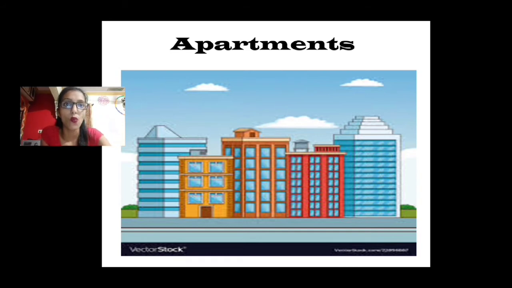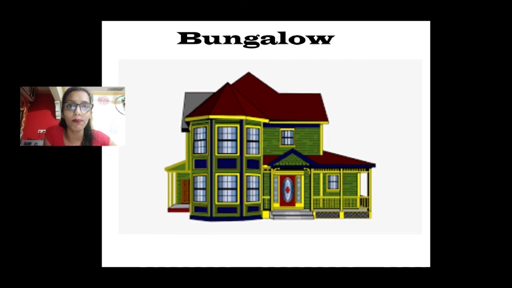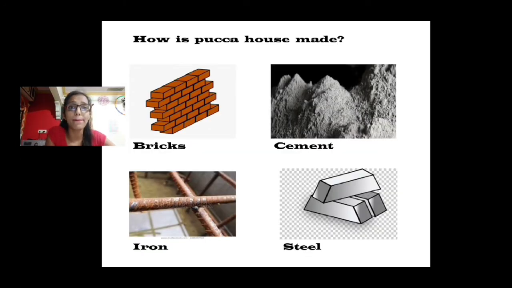But what is a bungalow? A bungalow is a place where a single family, only one big family, stays. It has one kitchen, one living room and many bedrooms. This is known as a bungalow. Now, how are bungalows or apartments made? In short, how is a Pakka house made? A Pakka house is made up of bricks, cement, iron and steel. Including all these four things, Pakka houses are made.